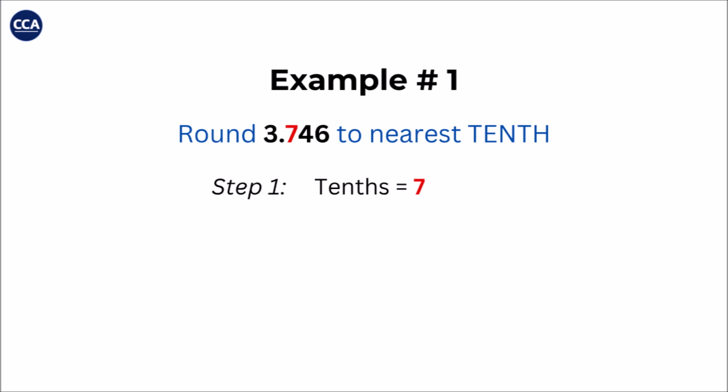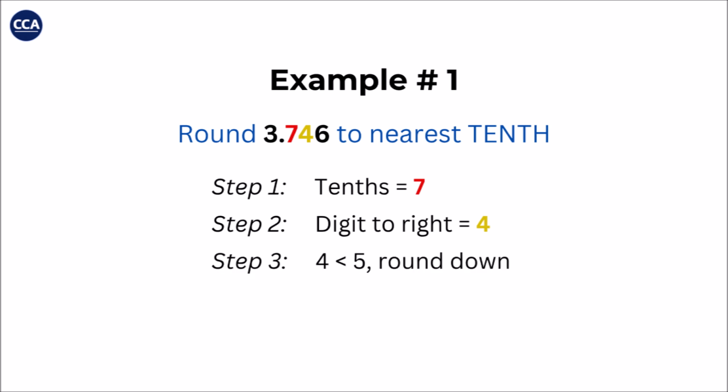Let's round 3.746 to the nearest tenth. Step 1. Find the tenths place. That is the first digit after the decimal point. Here it is 7. Step 2. Look at the digit to the right of 7. That is 4. Step 3. Since 4 is less than 5, we round down. The 7 stays as 7. So, the answer will be 3.7.